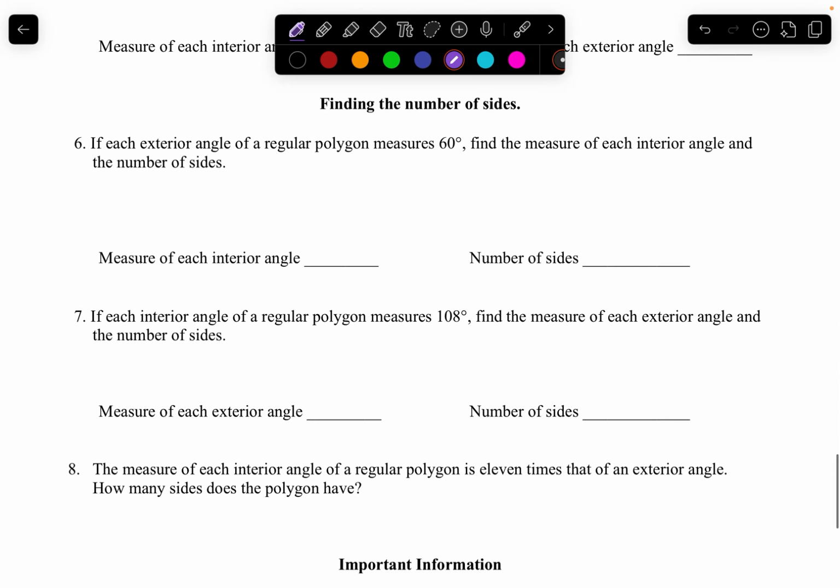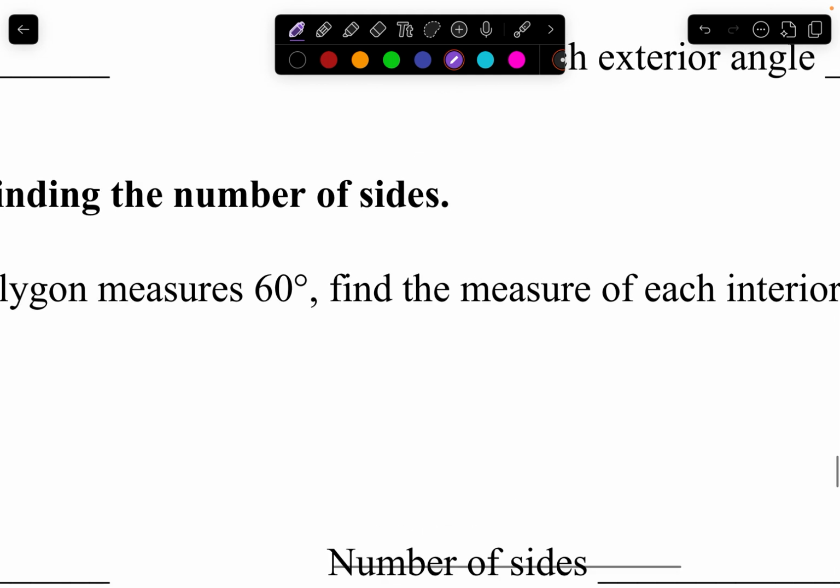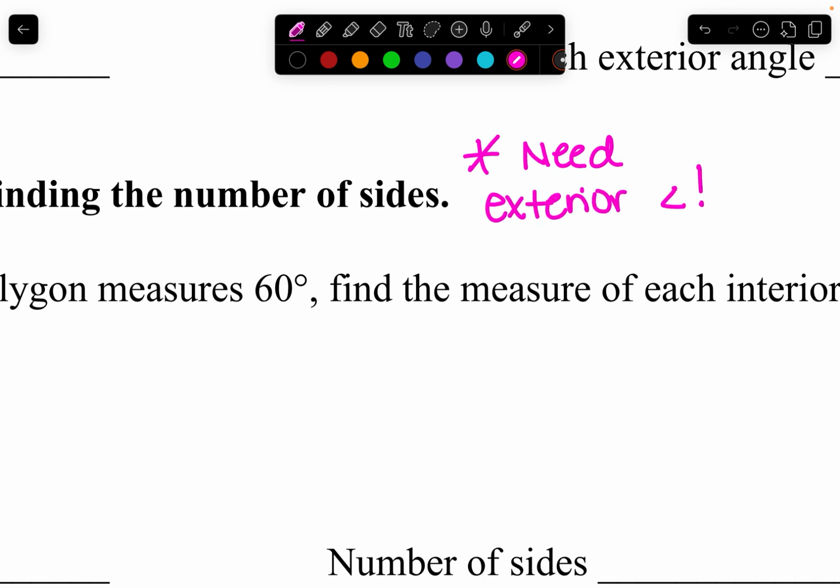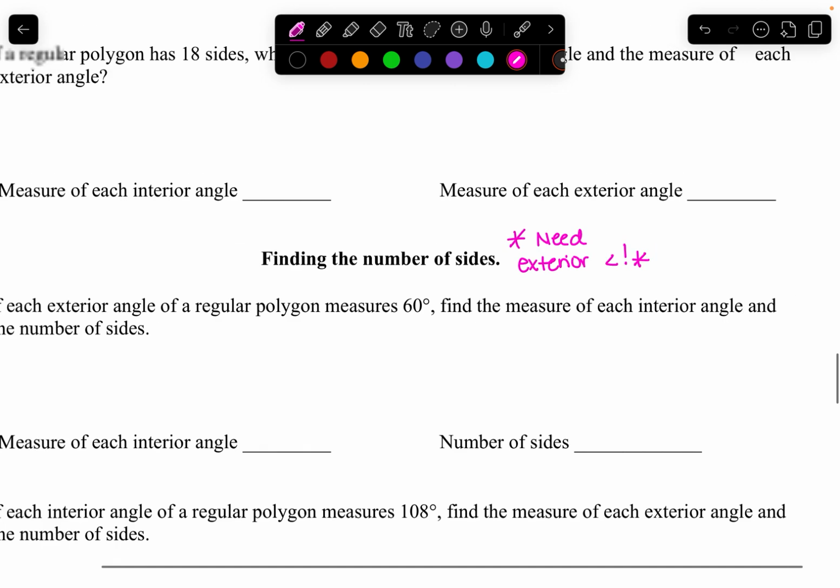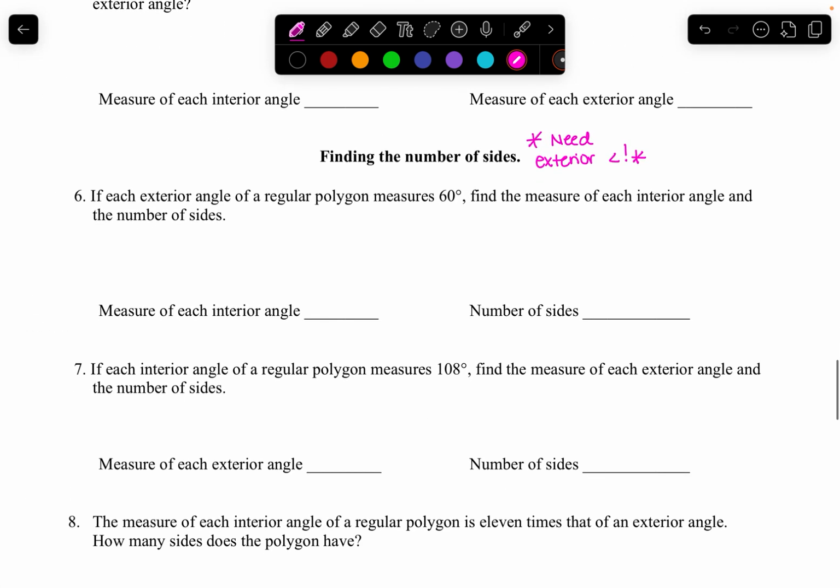All right, this side over here, finding the number of sides. The easiest way for you to do this is if you have your exterior angle. So I want you to put a note. You need your exterior angle, okay? It says, if each exterior angle of a regular polygon measures 60 degrees, find the measure of each interior angle and the number of sides.